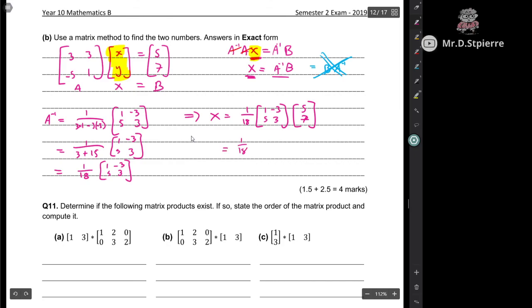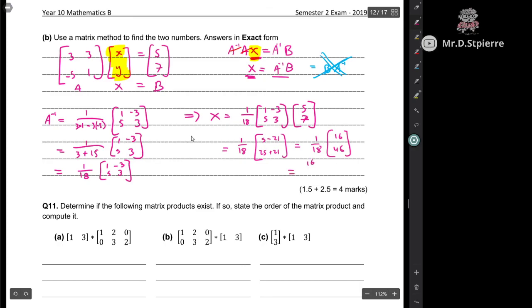So we get 1 on 18. We're going to do this matrix multiplication here, so we get 1 times 5, so we get 5, take away 21. Over 5 times 5 is 25, 3 times 7 is 21, plus 21. So we get 1 on 18, bracket 5, take away 21 is 16, 25 plus 21 is 46. Now we can finally simplify.